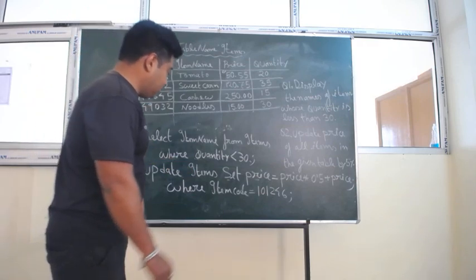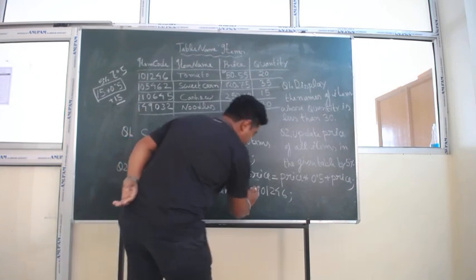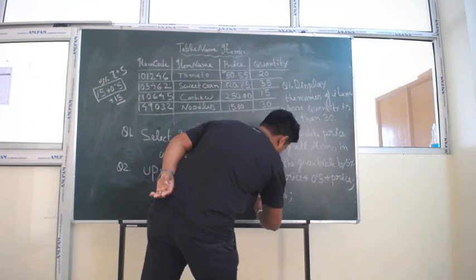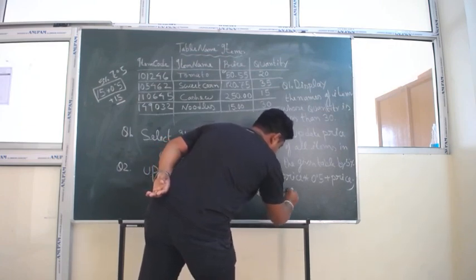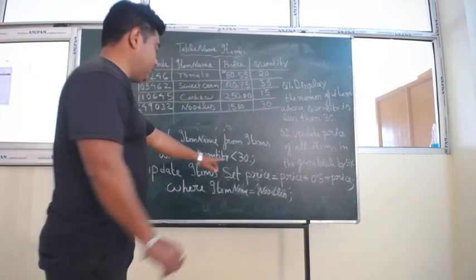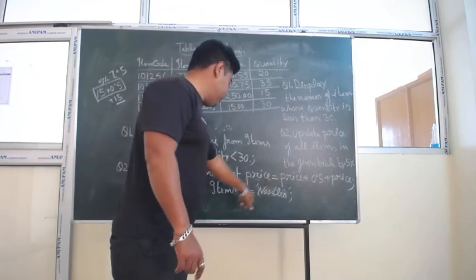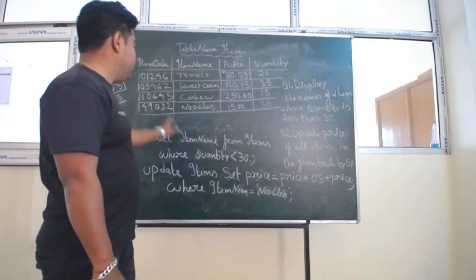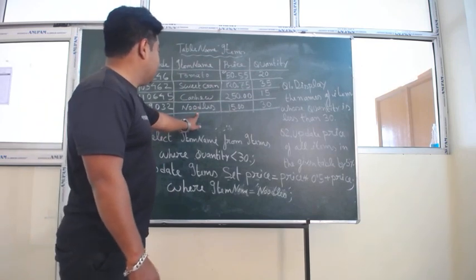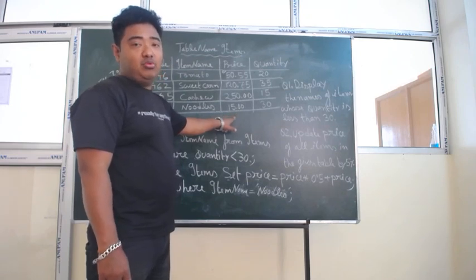Suppose in place of item code, I am writing here item name noodles. As noodles is all alphabets, I have used double quotes. So now you can see here where item name equal to noodles. Now it is going to change the price of item name noodles by 5%. It will increase this one by 5%.